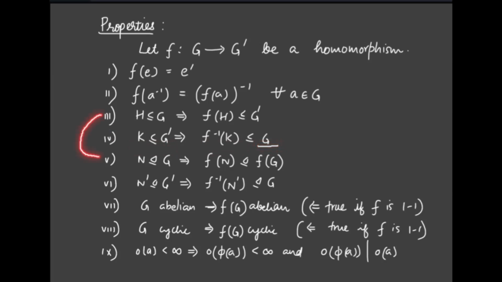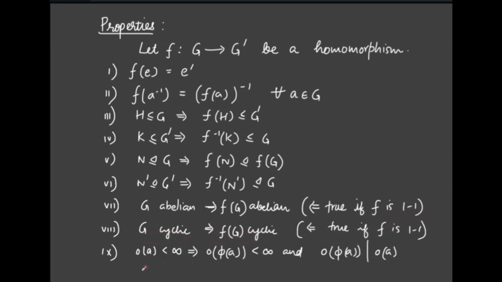Now similar to the third point, N normal subgroup of G implies f(N) is a normal subgroup of f(G). It's not G', it is f(G). Then if N' is a normal subgroup of G', the pre-image of N' becomes a normal subgroup of G. G abelian implies f(G) is abelian. The converse is only true if f is 1 to 1. G cyclic implies f(G) is cyclic. Converse true only if f is 1 to 1.